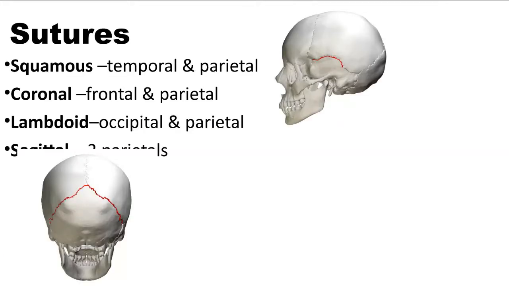Also in our skull are sutures. Sutures are where the cranial bones fuse in an infant right around 1 year old. Before the fusion of these bones, we have soft spots. Those soft spots are known as fontanelles. The sutures are squamous, coronal, lambdoid, and sagittal suture.